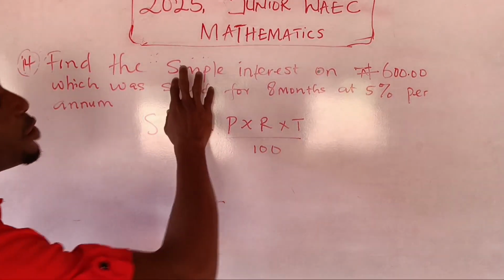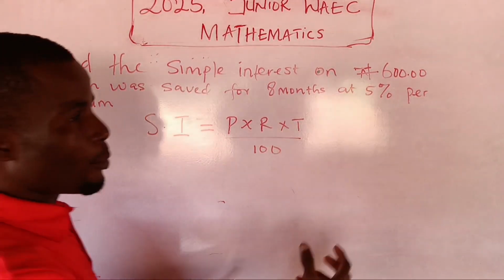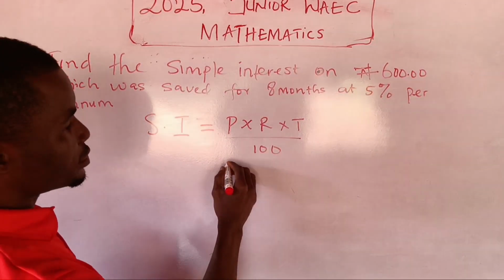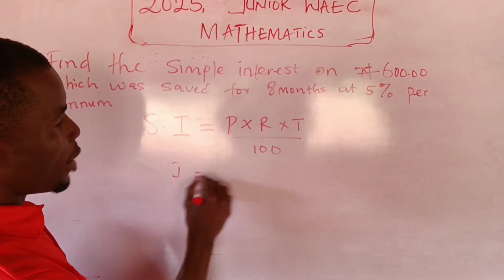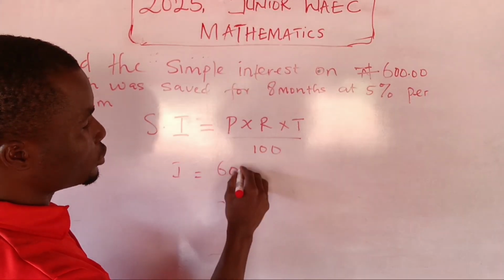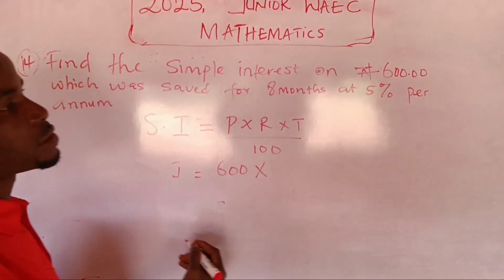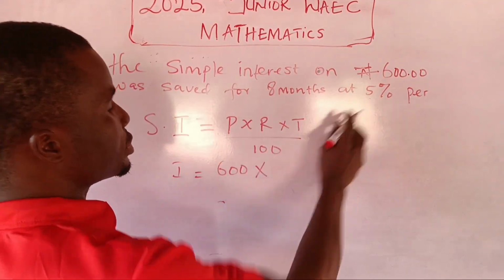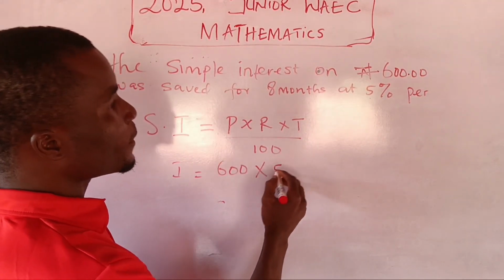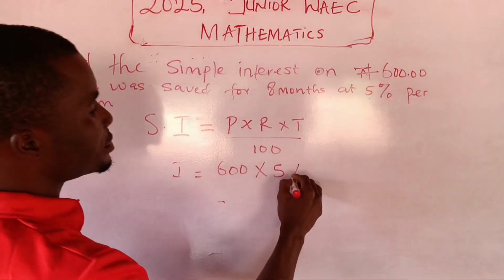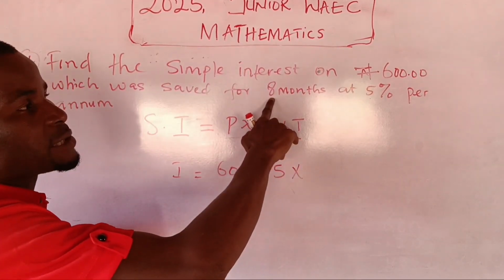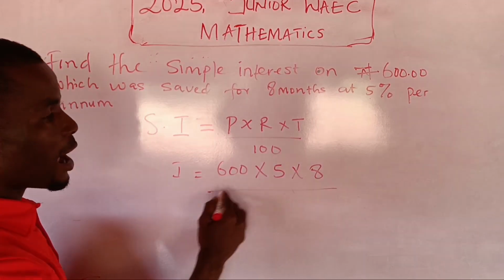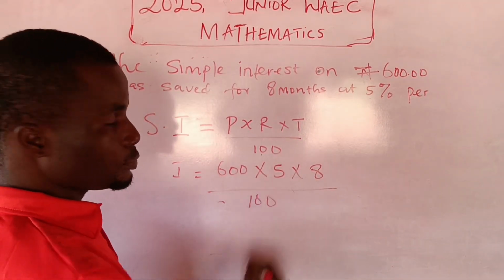So our principal here means the amount, which is 600 naira. So we have 600 naira times, what's the rate? The rate is this per annum, which is 5. We have times, what is our time? Our time is 8 months. You put your time 8 months over 100.